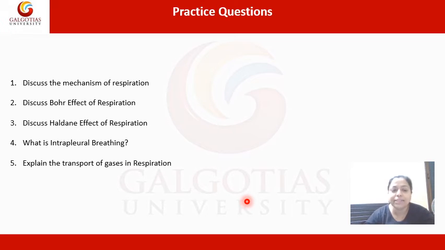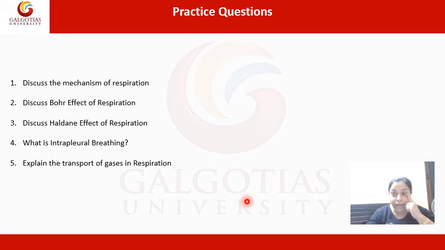These are some of the practice questions that I have jotted down after the lecture. I'm sure that once everyone has gone through the lecture, they'll be able to answer these basic questions. The questions are: the mechanism of respiration, discuss the Bohr effect of respiration, discuss the Haldane effect of respiration, explain the transport of gases in respiration, and what is intrapleural breathing. These are the important questions covered in this lecture.